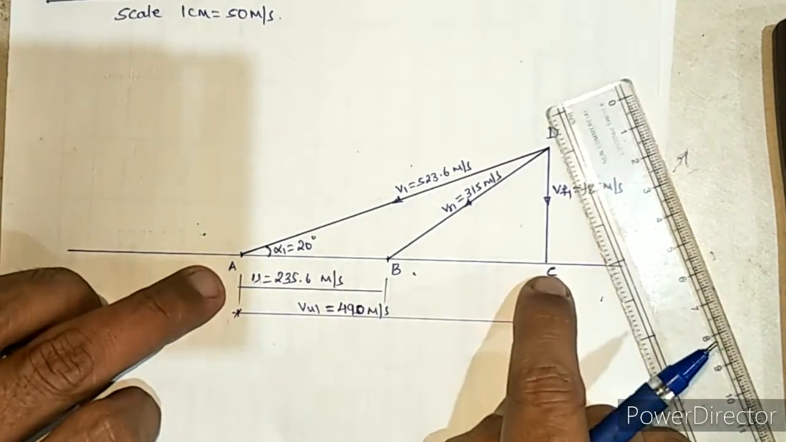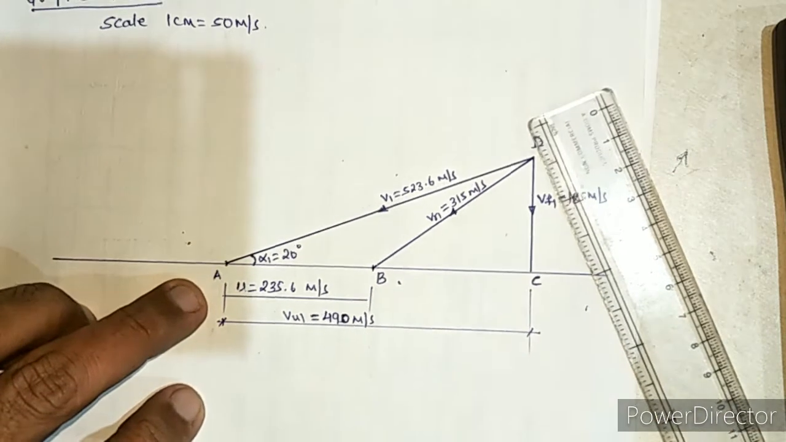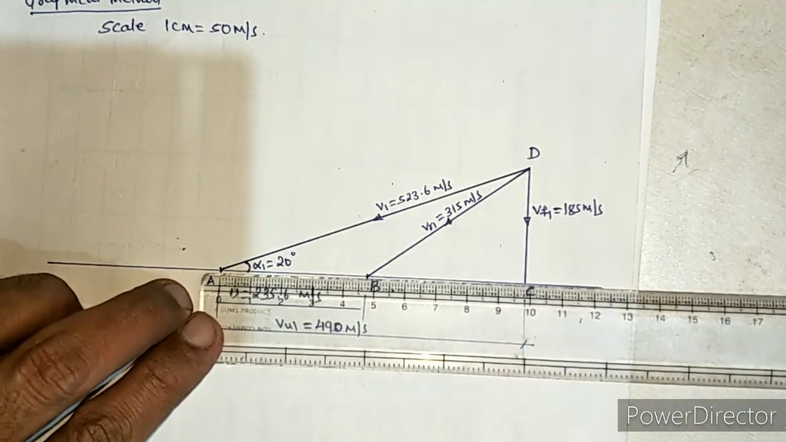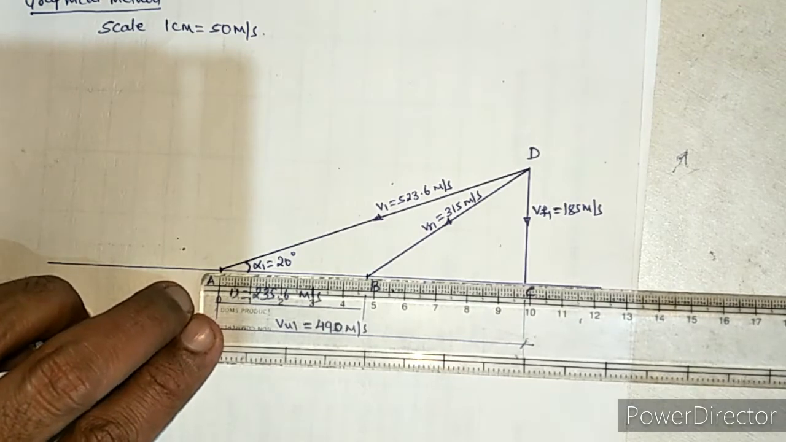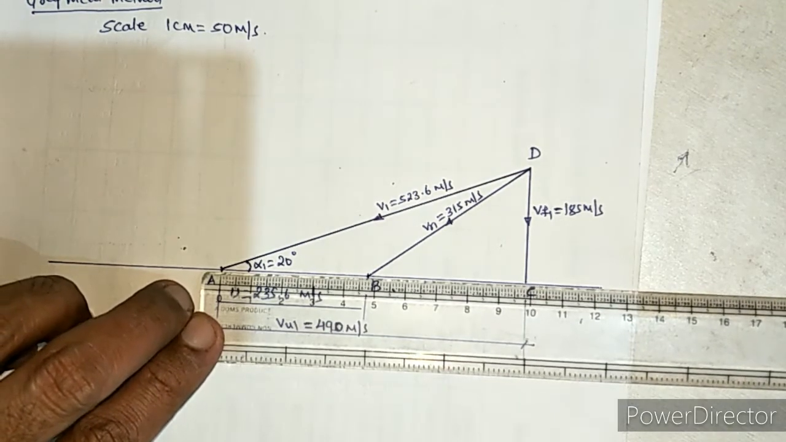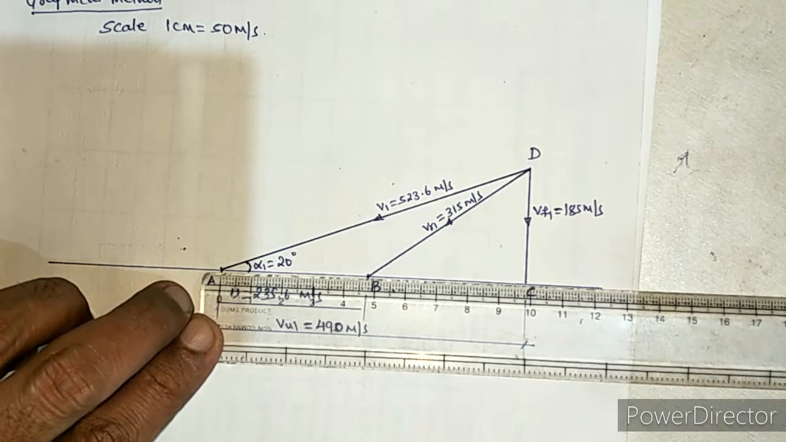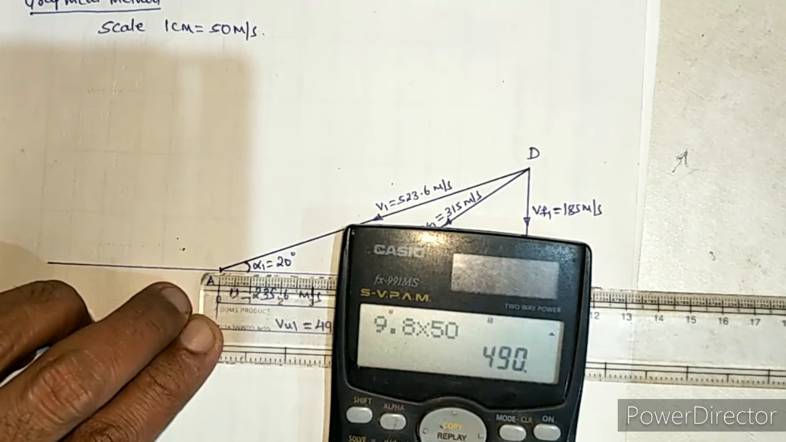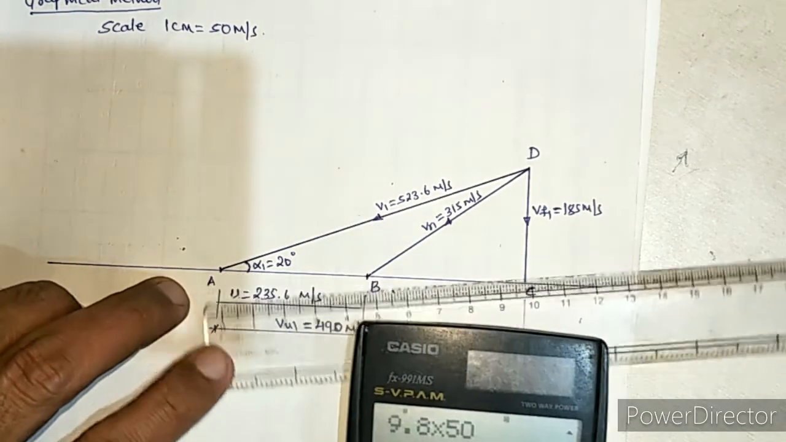So the length of this AC is 9.8. As you can see here, it is 9.8 centimeters. So 9.8 centimeters multiplied by scale, 9.8 into 50, so 490 you will get.